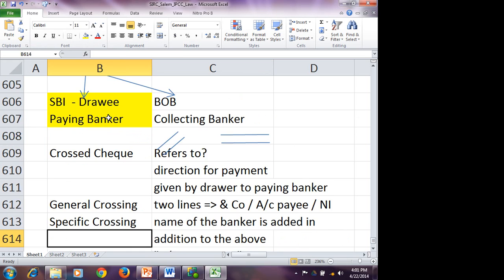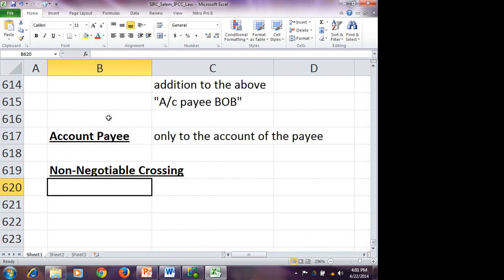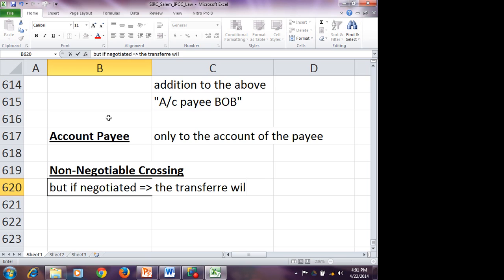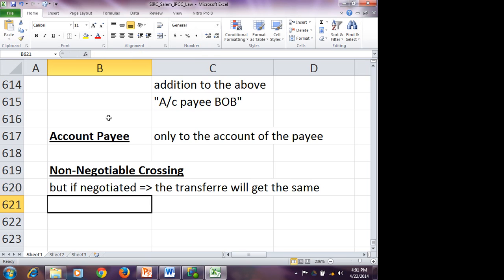So non-negotiable crossing means, don't apply the grammatical meaning here. It does not mean it cannot be negotiated. It can be negotiated, but if negotiated, the transferee will get the same title as that of the transferor.